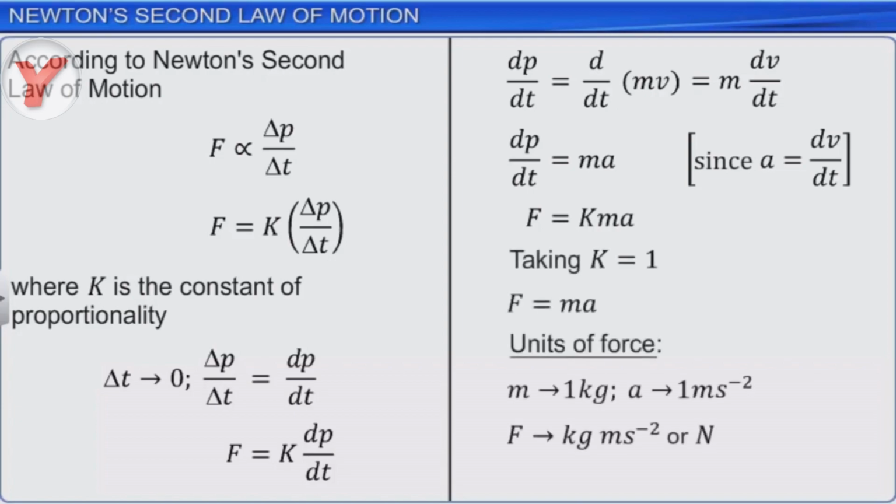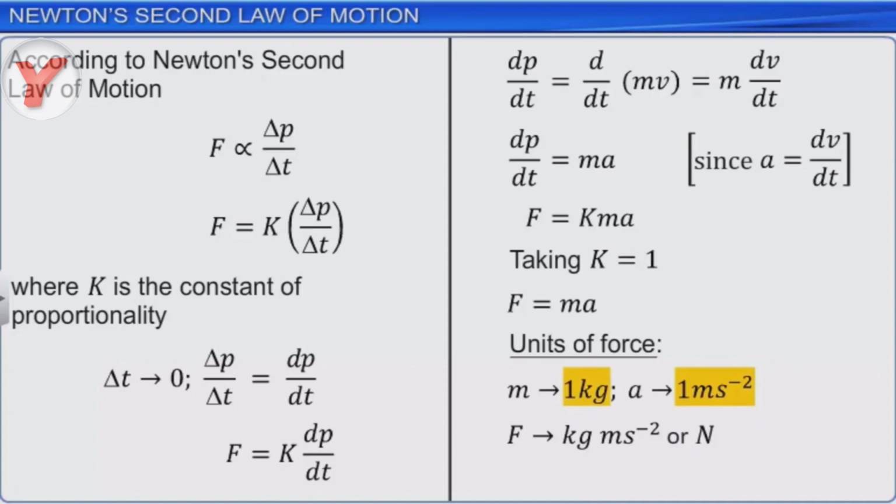By choosing the value of k as 1, we can define the unit of force in the SI system. In the SI system, the unit force is one that causes an acceleration of 1 meter per second square to a mass of 1 kilogram. This unit force is known as a Newton.